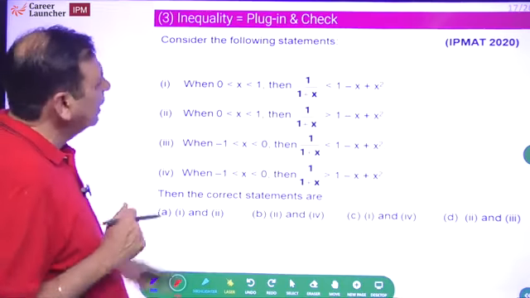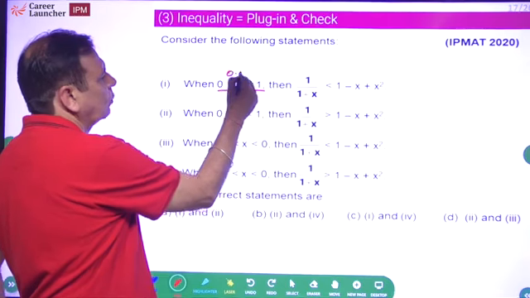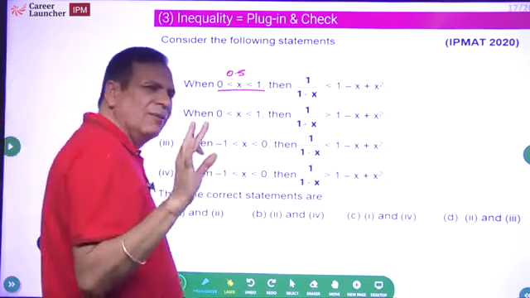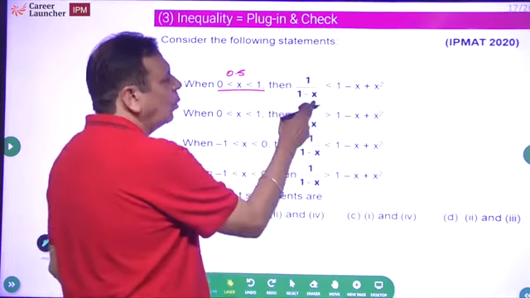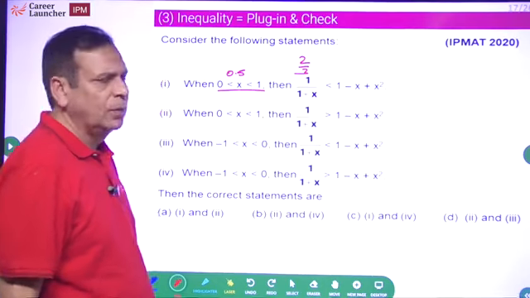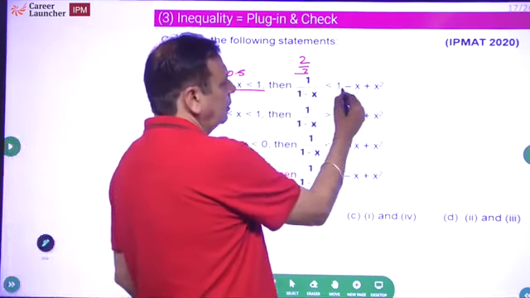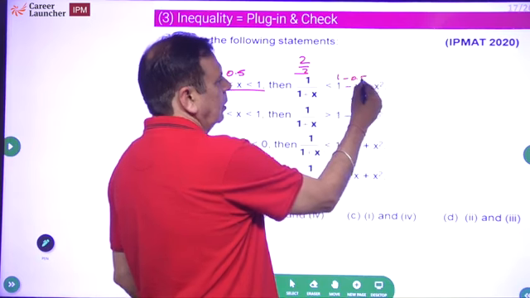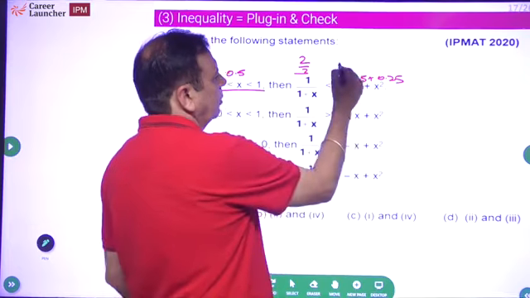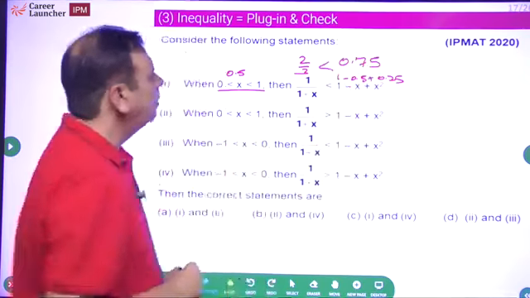Let's check. It says x lies between 0 and 1. Take x equal to 0.5. Why 0.5? We will work with easy numbers. We will never work with difficult numbers. So what does this become? 1 upon 1.5 or 2 by 3. So left hand side is 2 by 3. What is right hand side? 1 minus 0.5 plus 0.25. So 0.75. This is what statement 1 is saying.